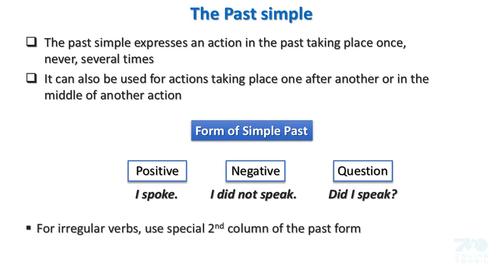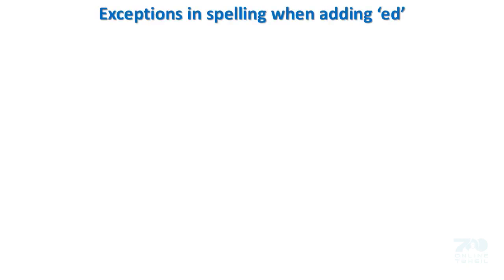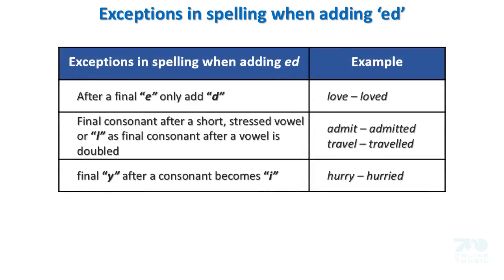For irregular verbs, use the special second column of the past form. For regular verbs, just add -ed. Exceptions in spelling when adding -ed: after a final e, only add d. Love, loved. A final consonant after a short stressed vowel, or a final consonant after a vowel, is doubled.